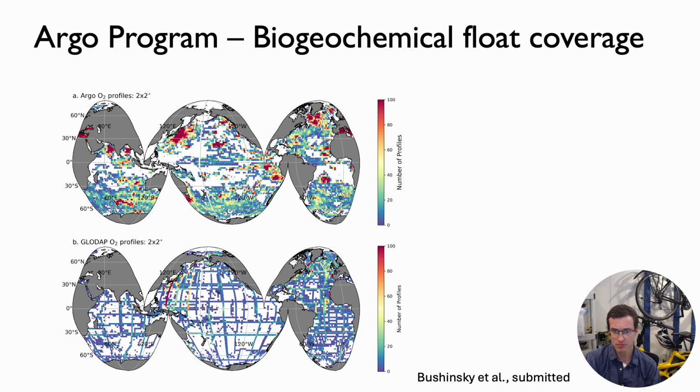GLODAP is a shipboard data set of bottle measurements that's been quality controlled. It's really good, high quality data. And you can see there's a lot fewer shipboard profiles. Now those, we generally trust them more, especially these that have been carefully vetted and quality controlled. But it's really changing how we look at the ocean.